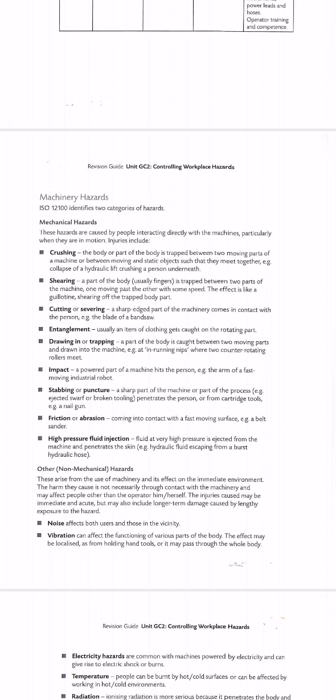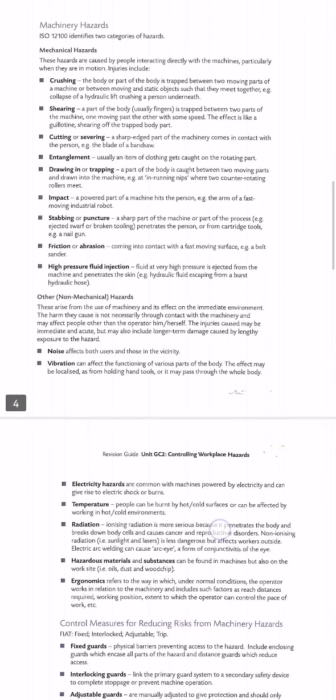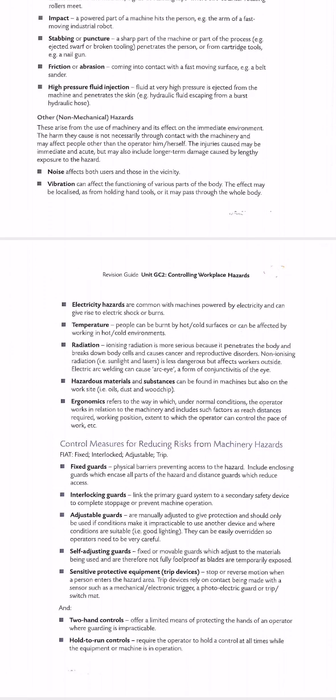Then we're talking about another category of hazard, because you have the mechanical hazard and you have the non-mechanical hazard. What are the non-mechanical hazards? Non-mechanical hazards arise from the use of the machine and its harmful effect on the immediate environment. They can also cause harm not necessarily through contact with a machine. It might affect people other than the operator himself. The injury may be immediate and acute, but may also include long-term damage caused by lengthy exposure to the hazard, right?